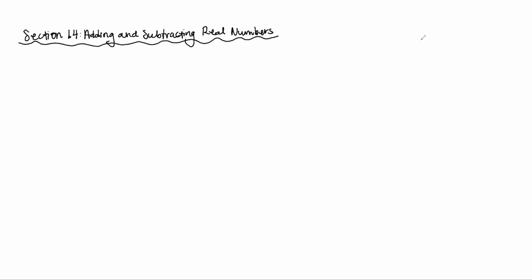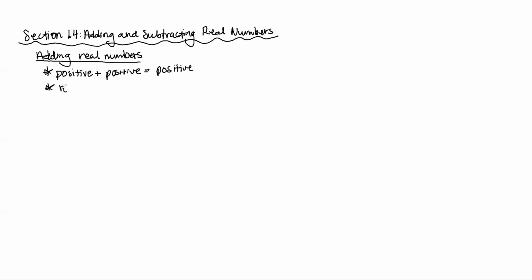So section 1.4, we're going to be talking about adding and subtracting real numbers. And so first thing we're going to do is just look at the two kind of more simple cases for adding real numbers. And so what I mean by the two simple cases is if they have the same sign, it's a little bit more straightforward. So if we have a positive number plus a positive number, so it's something like 2 and 3, add them together, we still end up with a positive number.